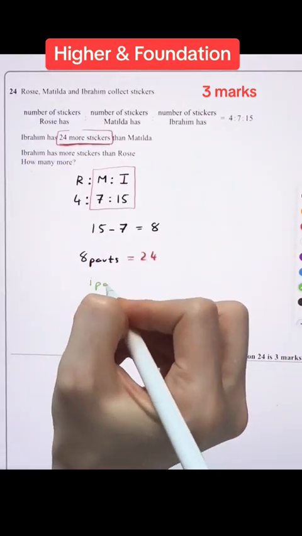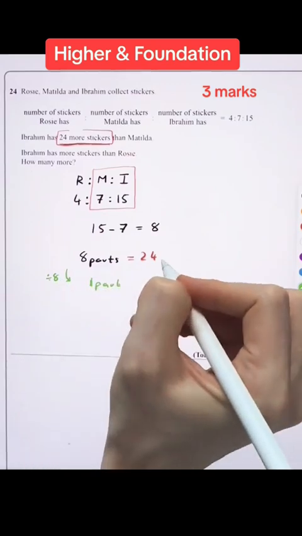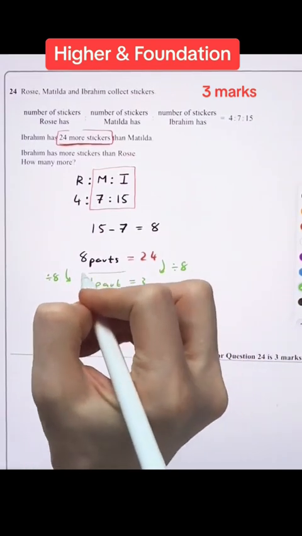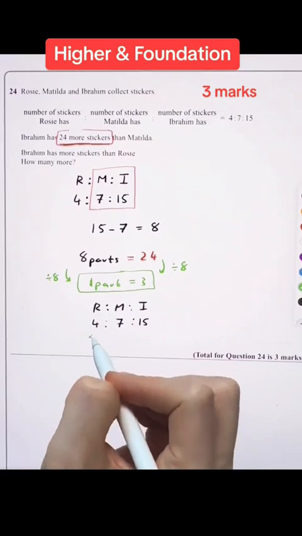Therefore, 1 part. What do I have to do to 8 to get down to 1? Well, I just simply divide by 8. Hence, do the same to the other side to keep it equivalent. And 24 divided by 8 gives us 3. So therefore, 1 part is worth 3. Now multiply back in the ratio. So I'm going to times each of these by 3.